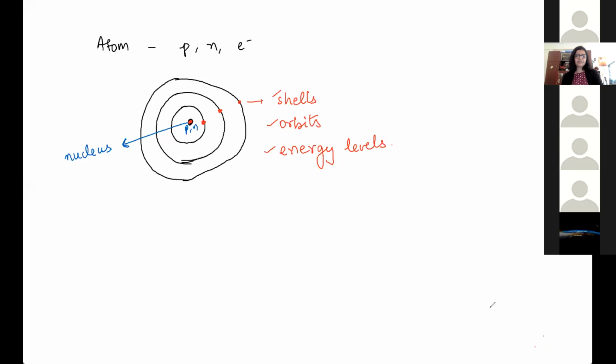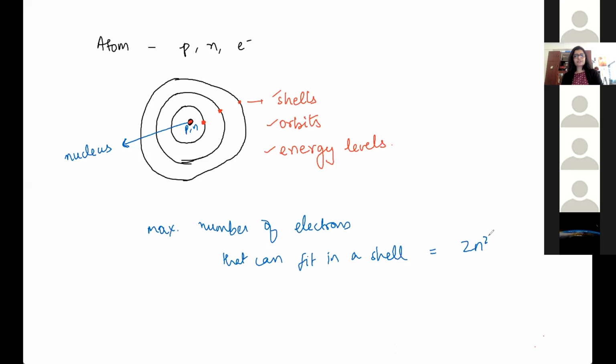Do you guys remember the formula? Ma'am, 2n square. There you go. So the maximum number of electrons that can fit in a particular shell is given by 2n square, where n is equal to what? Like, what does n stand for here? Ma'am, number of shells. Yes, n is the shell number.